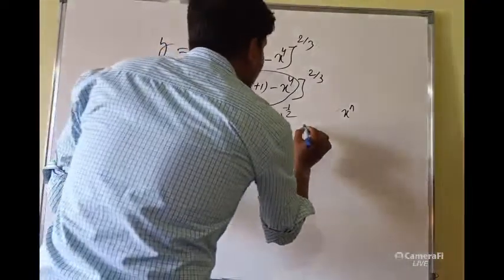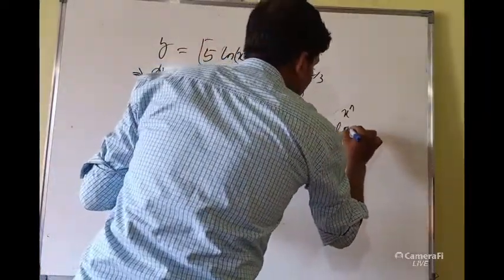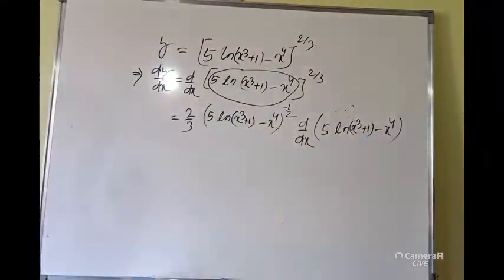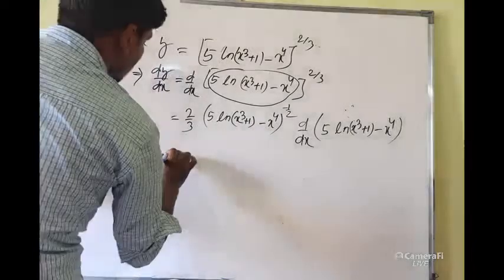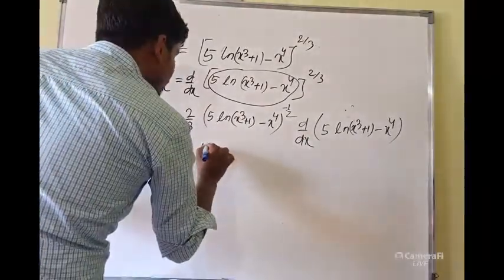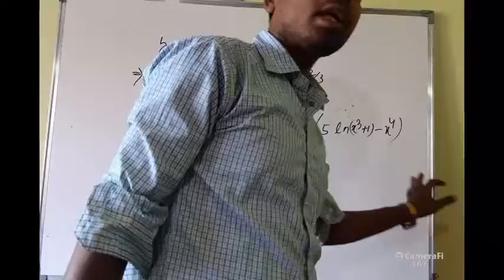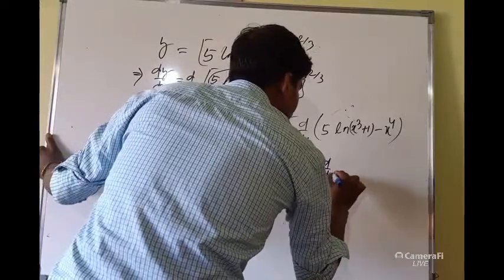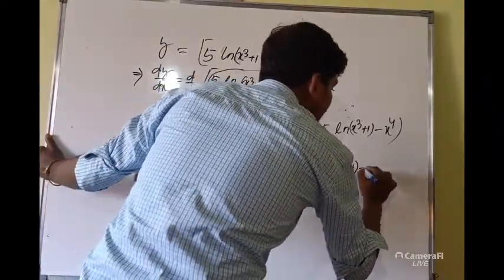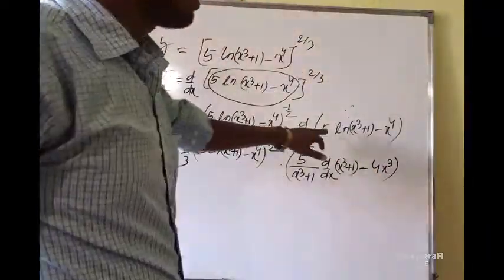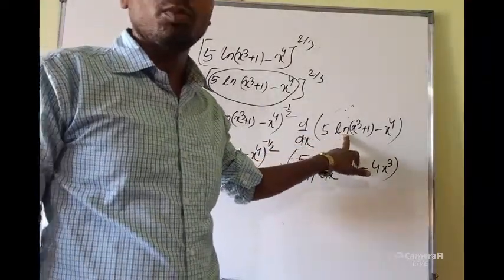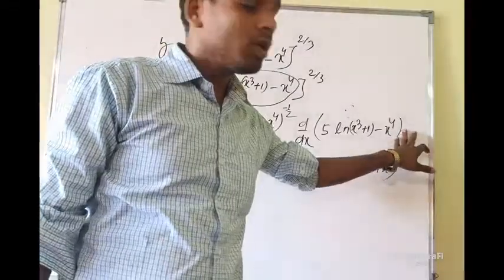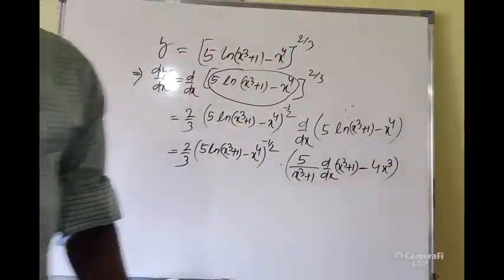Then d by dx of 5 ln(x cubed plus 1) minus x to the power 4. Any doubt? Now, the derivative of 5 ln(x cubed plus 1) is 5 by x cubed plus 1, times the derivative of x cubed plus 1, minus the derivative of x to the power 4, which is 4x cubed. Here 5 is a constant. Any doubt?